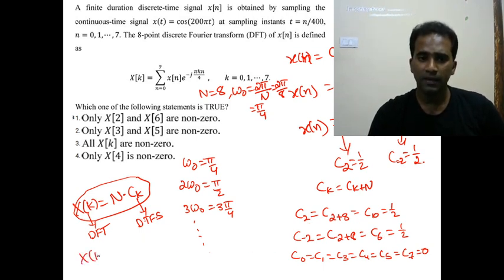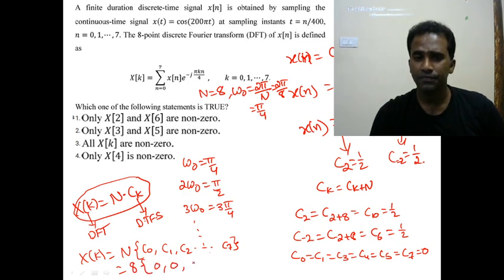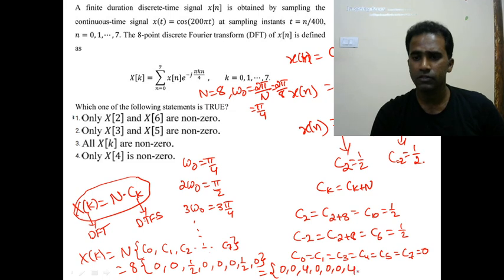Now, coming to X of k equal to capital N times Ck, where Ck means C0, C1, C2 and so on up to C7. The capital N value in this case is 8, multiplied with C0 is 0, C1 is 0, C2 is half, C3 is 0, C4 is 0, C5 is 0, C6 is half, and C7 is 0. Now if you multiply with 8, this becomes 0, 0, 4, 0, 0, 0, 4, 0. So this is the answer.